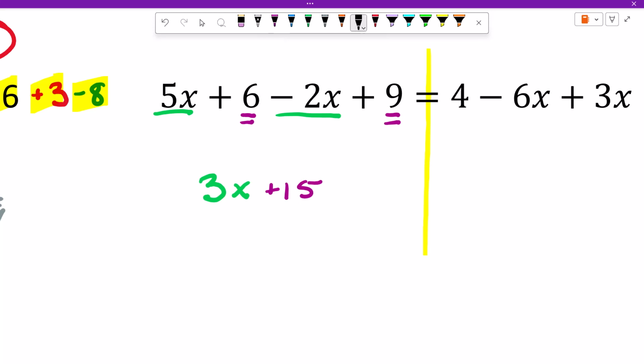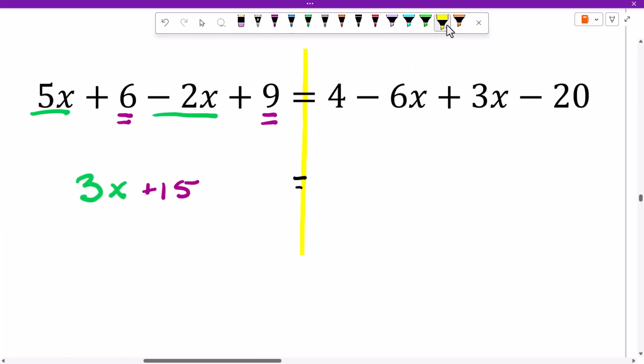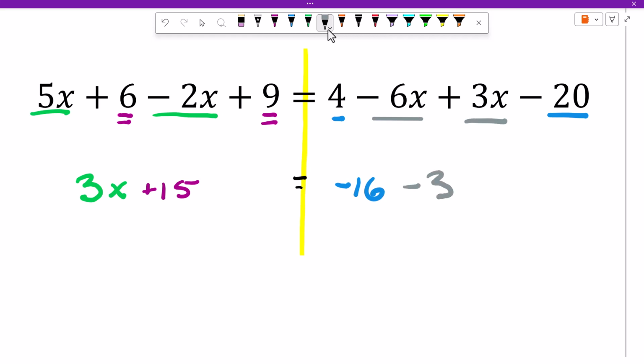On the other side, we go over here. We go, oh, we have, let's do blue, a number here and a number here. So we have 4 minus 20, which is negative 16. And we have negative 6 and plus 3 makes negative 3x.